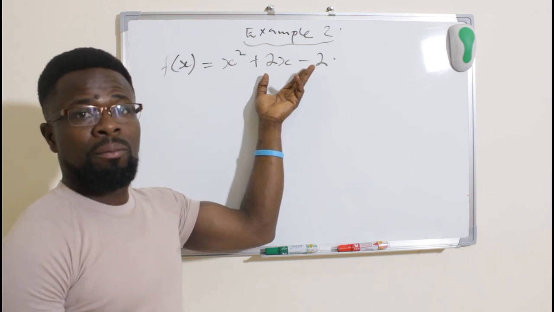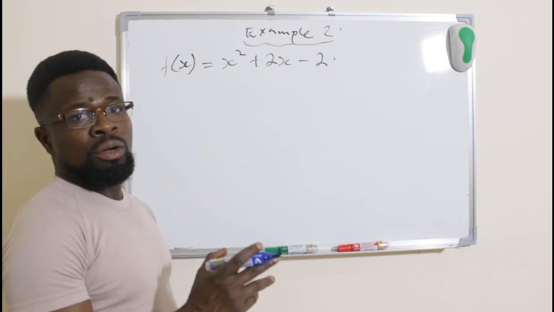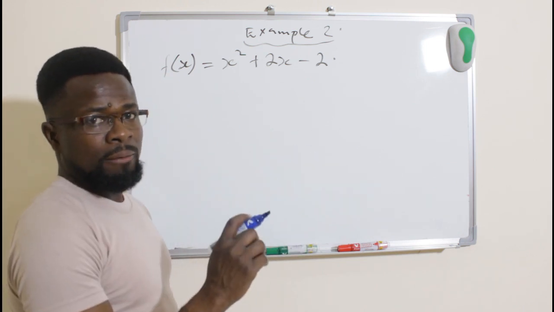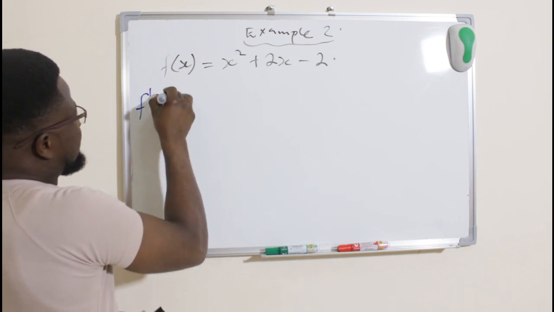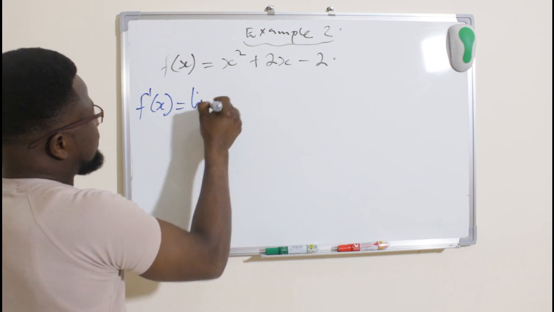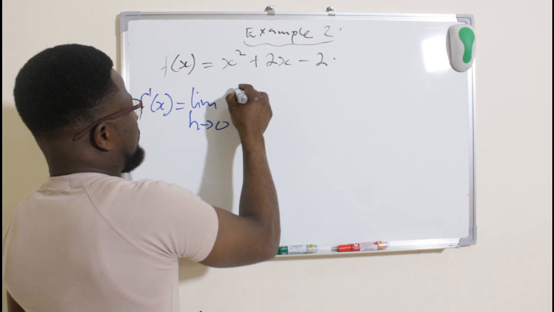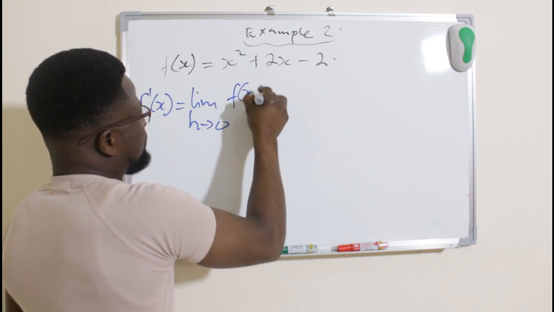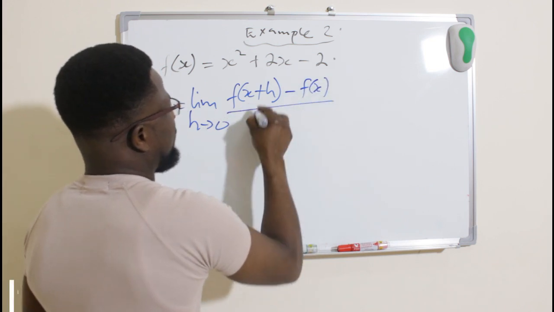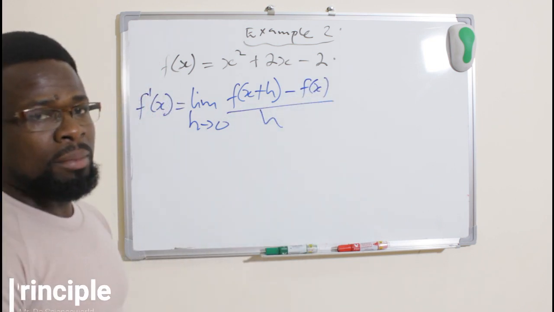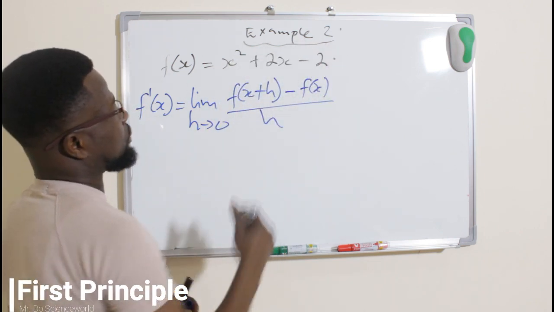the first principle. If I want to use the first principle, as I said to you earlier, the first thing to do is to write the formula down. So the principle is f prime of x is equal to the limit as h approaches 0 of f of x plus h minus f of x all over h. That is our formula. I am going to just simplify, do the substitution, and then we solve the problem.